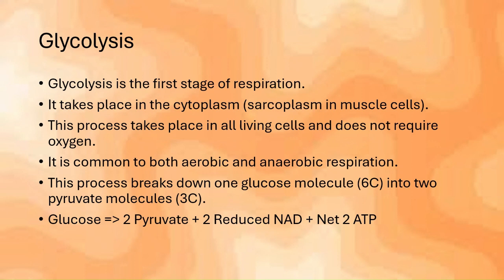So glycolysis is the first stage of respiration, and it takes place in the cytoplasm, or in the case of muscle cells, it takes place in the sarcoplasm. This process takes place in all living cells and does not require oxygen. It is common to both aerobic and anaerobic respiration. This process breaks down one glucose molecule into two pyruvate molecules. So what you have in the last bullet point is the equation behind this process, and it's quite important to know as well.